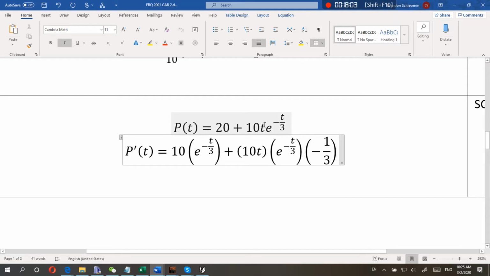So this was product rule first. So we had two functions that were multiplying together. So I derived the 10t to get 10, and then the second part will stay the same. Plus the first part stays the same, and then the derivative of the second. So this derivative is just e to the negative t over 3. And when you derive that negative t over 3, you get negative 1/3.